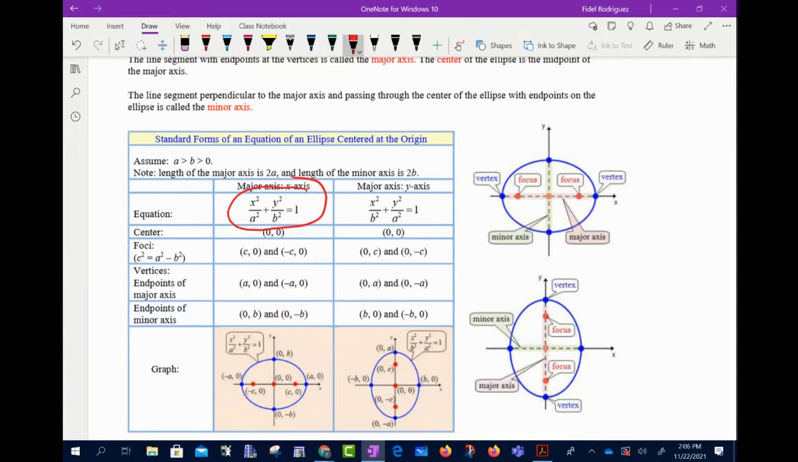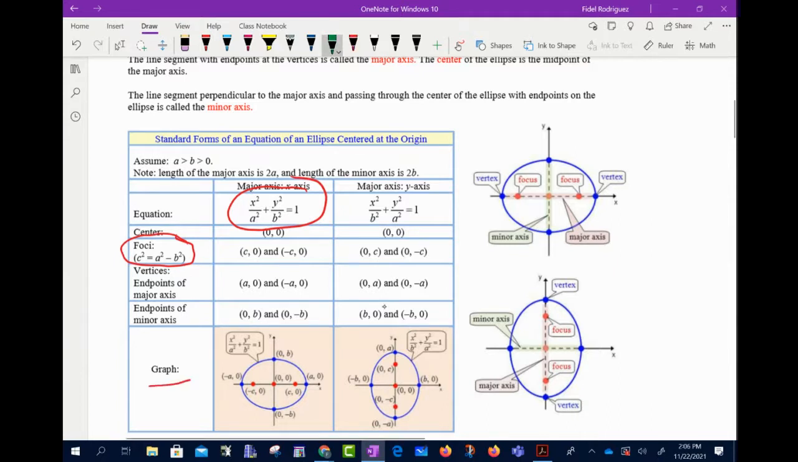The foci are the points (c, 0) and (negative c, 0), and this is how we're going to find our foci. The endpoints of the major axis are (a, 0) and (negative a, 0). The endpoints of the minor axis are (0, b) and (0, negative b). And this is what the graph looks like.